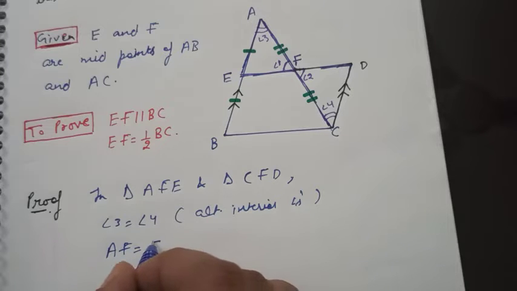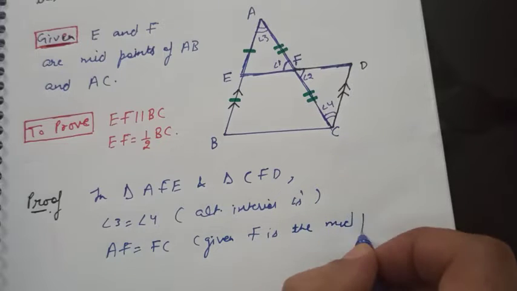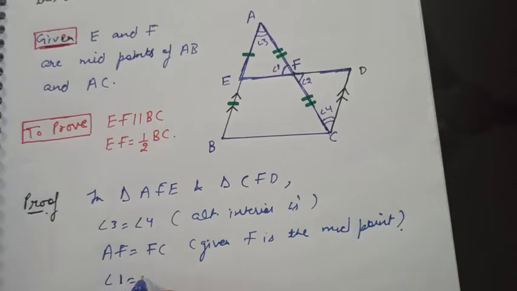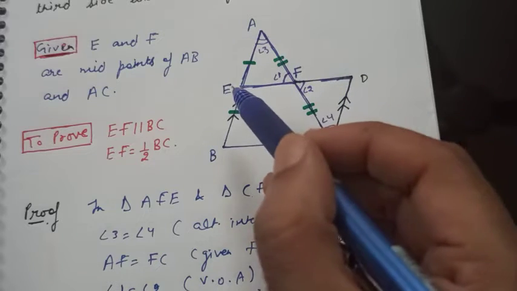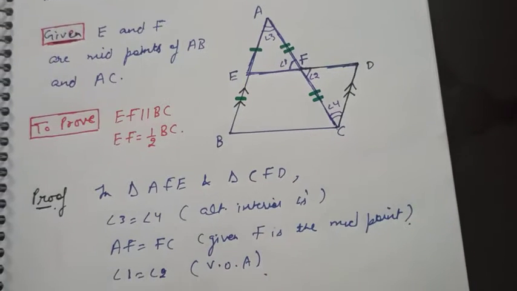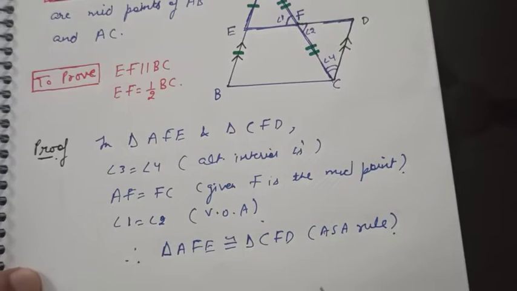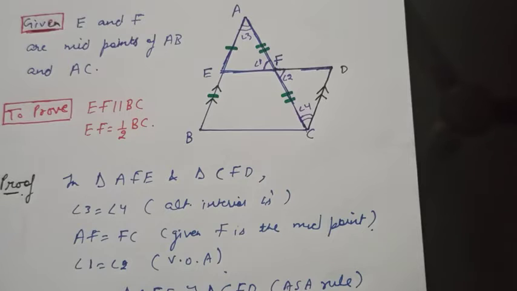And AF is equal to FC. This is given. F is the midpoint, right? And angle 1 is equal to angle 2, vertically opposite angles. So I can say that therefore triangle AFE is congruent to triangle CFD. Triangle AFE is congruent to triangle CFD by which rule? ASA rule, right? Right?